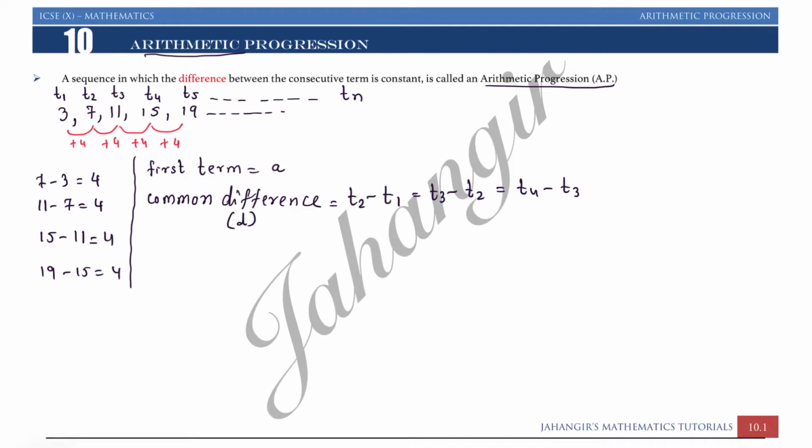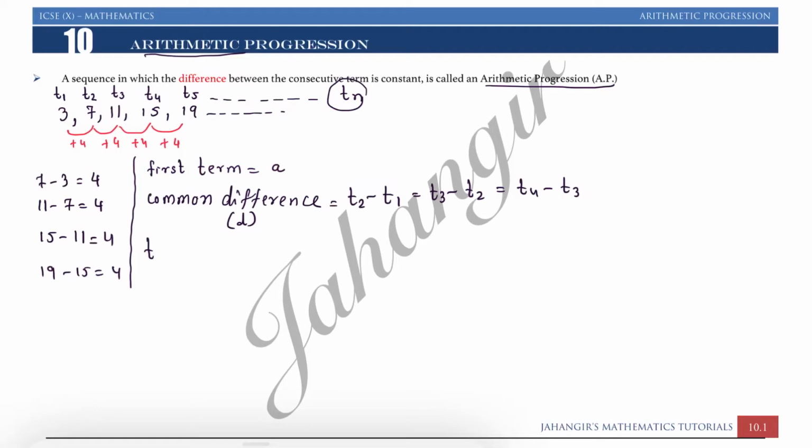Now, the nth term, Tn, is what? It's the ending term which you want. Let's say in this sequence we have 50 terms. To get the 50th term, you are not going to just keep on adding 4 to each consecutive term. So for that we have a formula. This formula I can also derive for you.